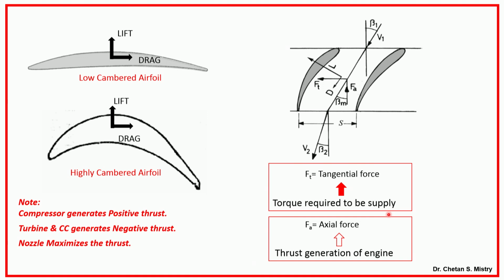Now, you might have observed that this is my blade, a low cambered blade, and here this is a highly cambered blade. Both of them are generating lift. Now, what is our observation? Suppose I am talking about this blade, my inlet pressure is P1 and my outlet pressure is P2. If my outlet pressure is higher, what will happen? When my outlet pressure is higher, my flow will be accelerating, and after that it will get decelerated here.